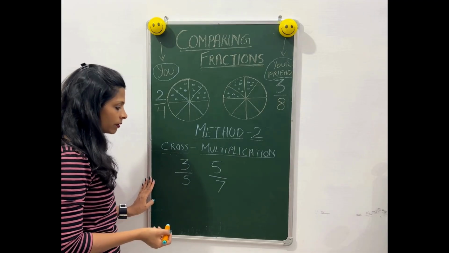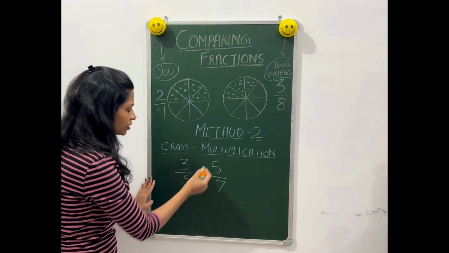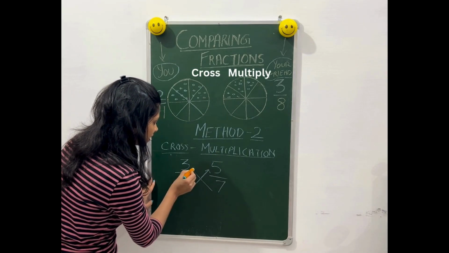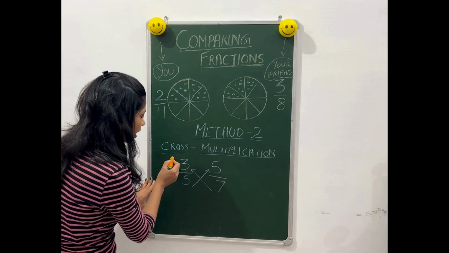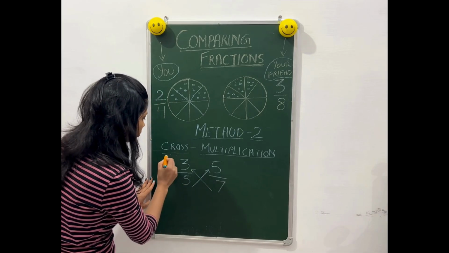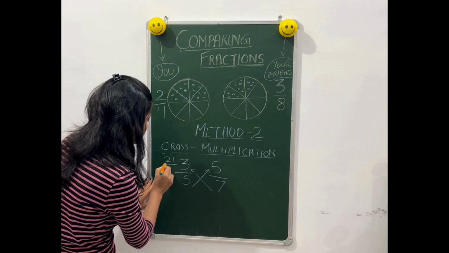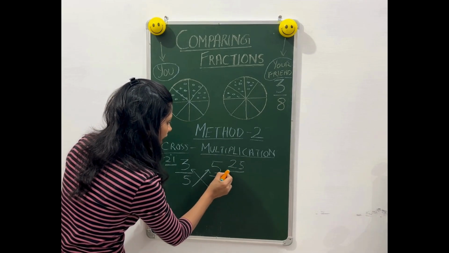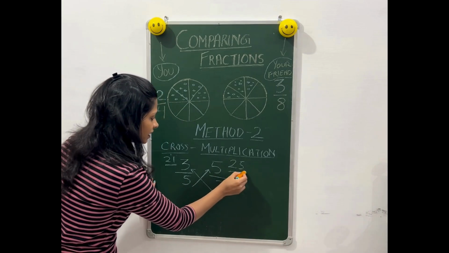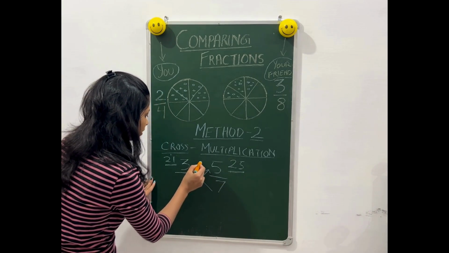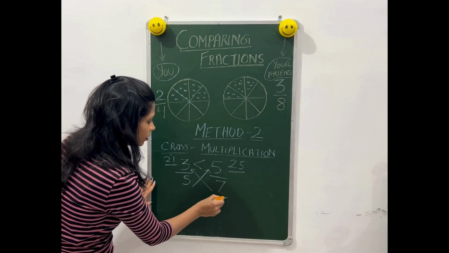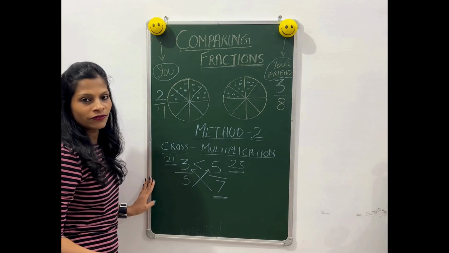They don't have any common factor also. Simple. Just cross multiply. I will multiply this 5 with this 5 and this 7 by 3 and write the answer on the top here. So 7 times 3 is 21. I'll write here. And 5 times 5 is 25. I'll write here. As you can see that right hand side 25 is greater than 21. That is the reason 5 over 7 would be greater than 3 over 5.